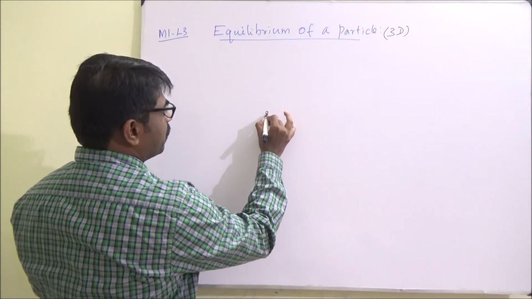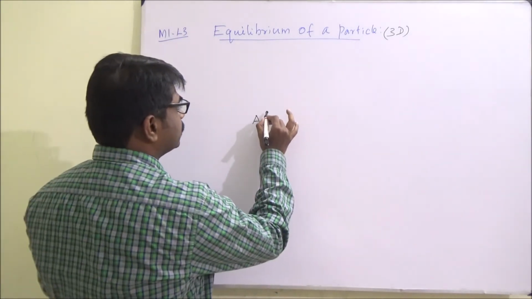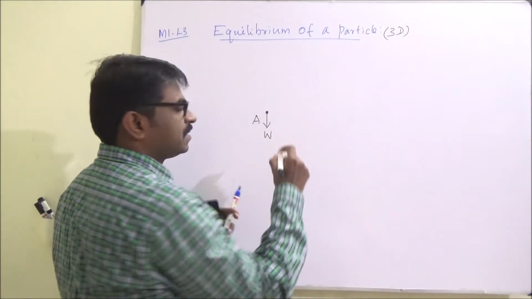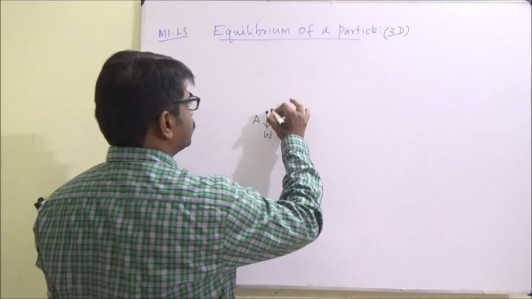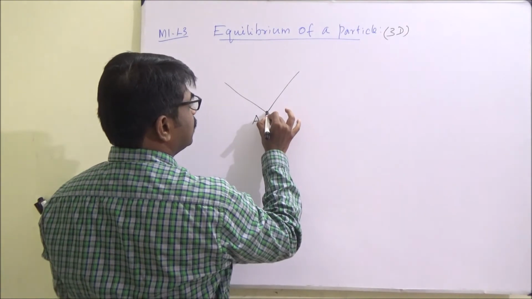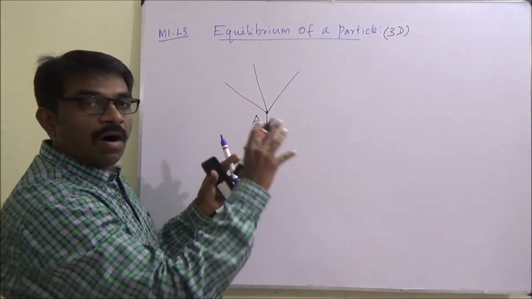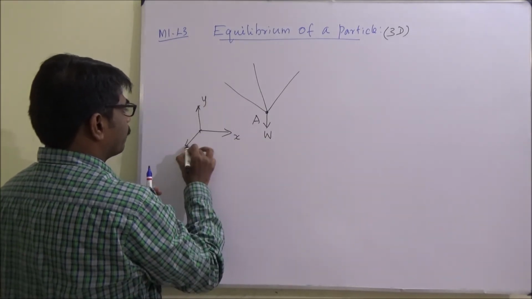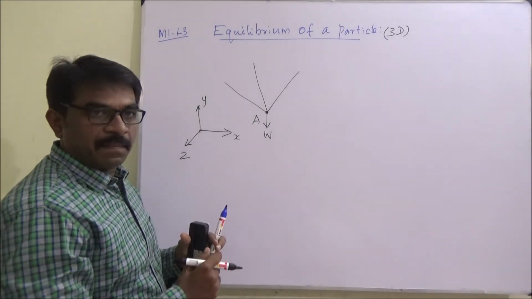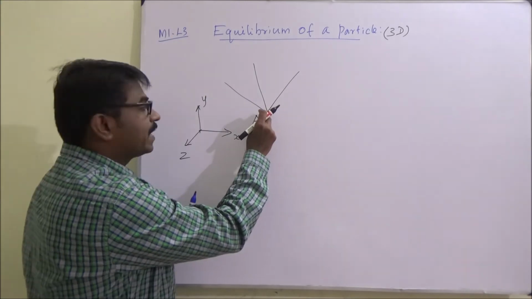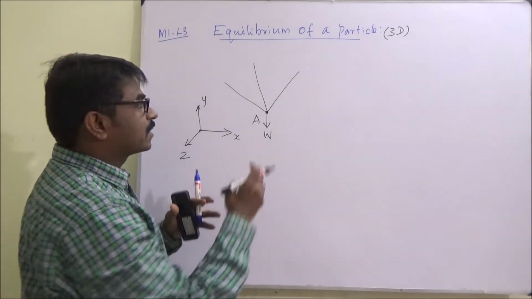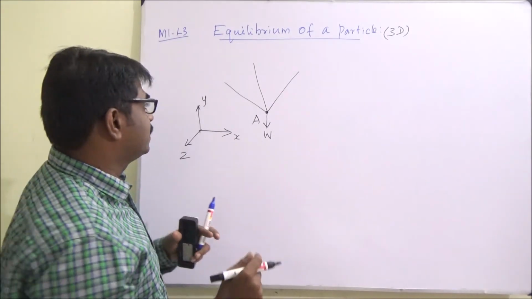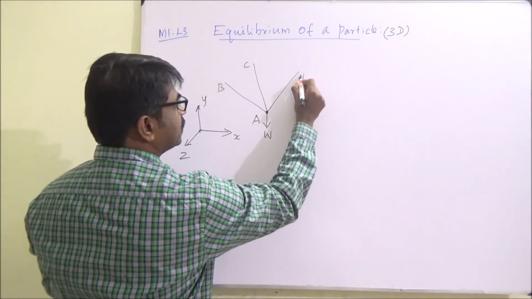Say for example, this is a particle A and it is having some weight W, and it is tied by 3 ropes. So this is one, this is another, and one more is here. All the forces are in space. So you take a coordinate system. So this will have a coordinate point x1, y1, z1. This will have points x, y and z. This will have coordinate points, and this will also have the coordinate points x, y and z. Say for example, this is B, this is C and this is D.